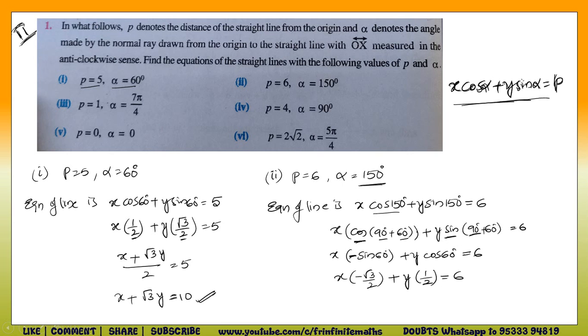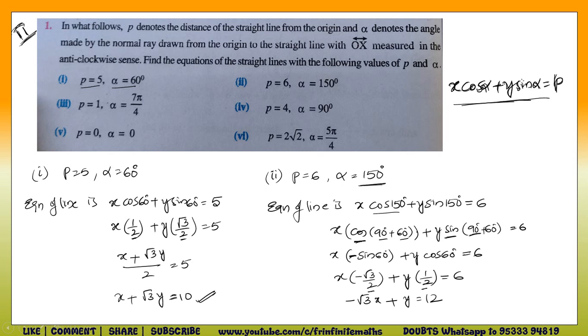On taking the LCM and transposing the 2, this becomes minus root 3 times x plus y is equal to 12. On transposing this 2 to the other side, it becomes 12, right? So this is question number 2.